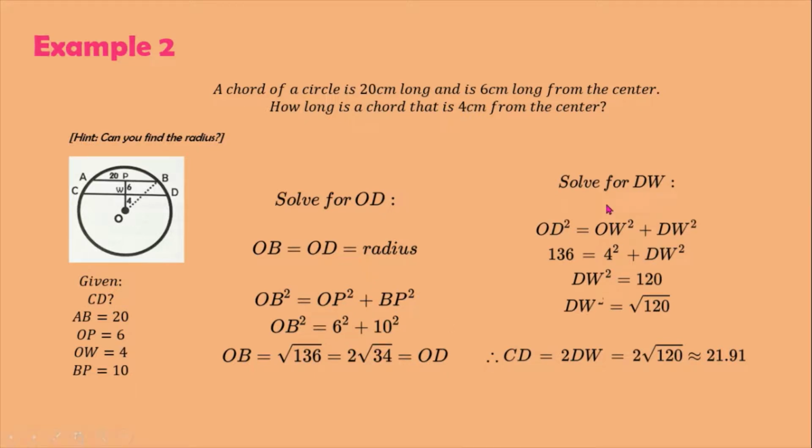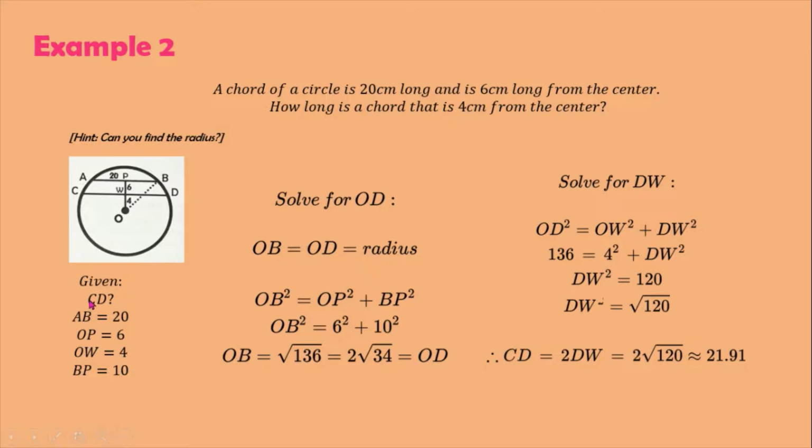Our next step is to solve for DW. OD squared is equal to OW squared plus DW squared. So our OD here is 2 square root of 34. Squaring it, it will become 136. So our OW is 4, and OD squared is equal to 4 squared plus DW squared. Transpose this 4 squared here, it will become 136 minus 16, then it will become 120. Square both sides, then DW is equal to square root of 120.